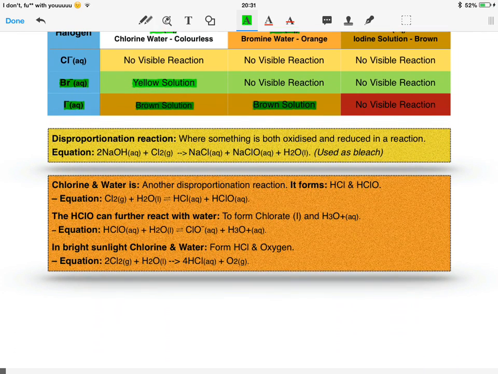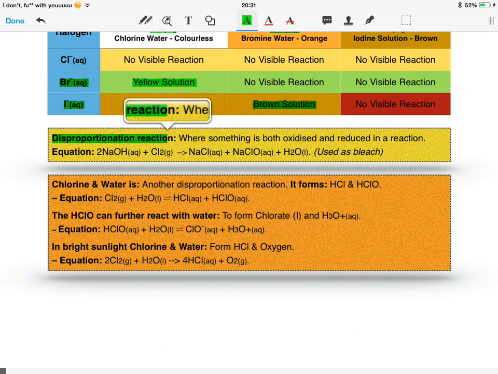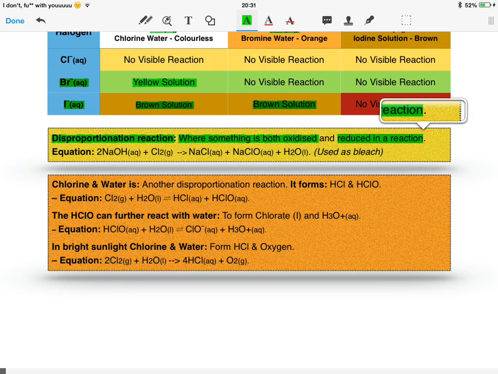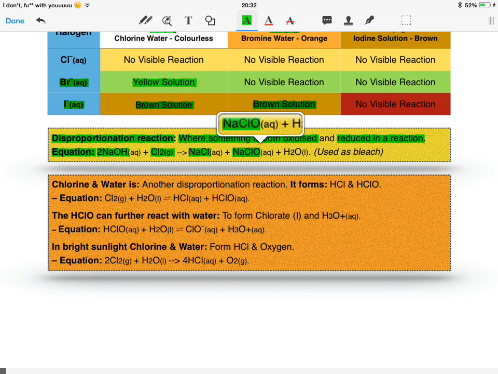So now we need to know about disproportionation reactions. This is where something is both oxidized and reduced in a reaction. The equation for this is 2 sodium hydroxides plus 1 mole of chlorine gas to form 1 mole of sodium chloride, 1 mole of NaClO, which is used as bleach, and 1 mole of water.